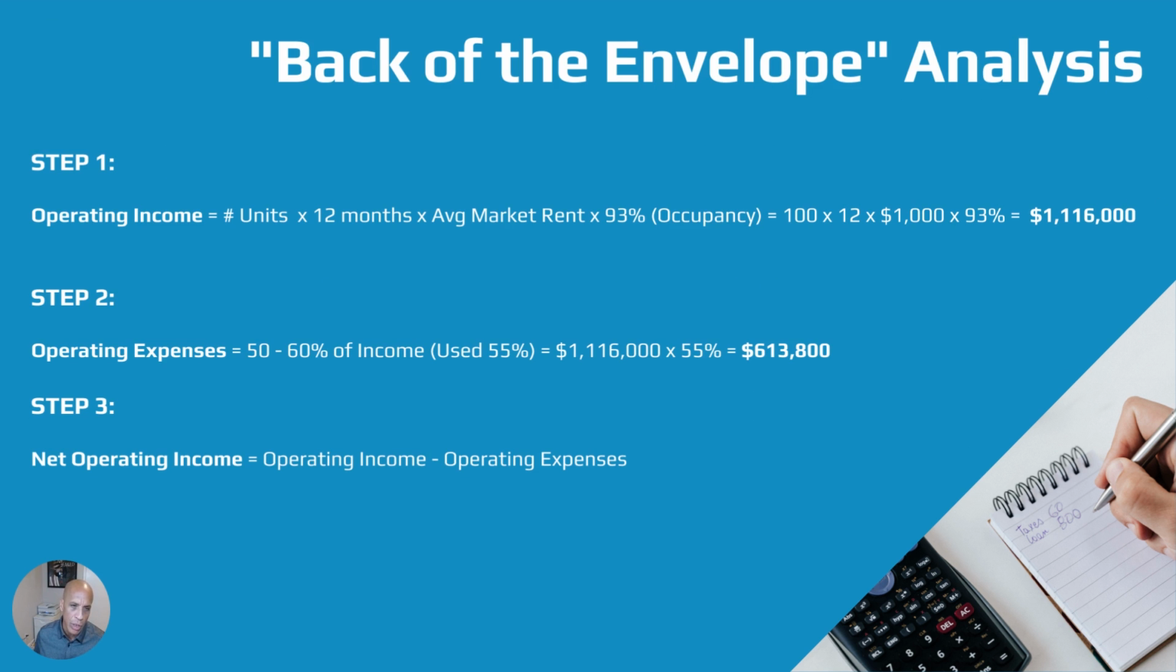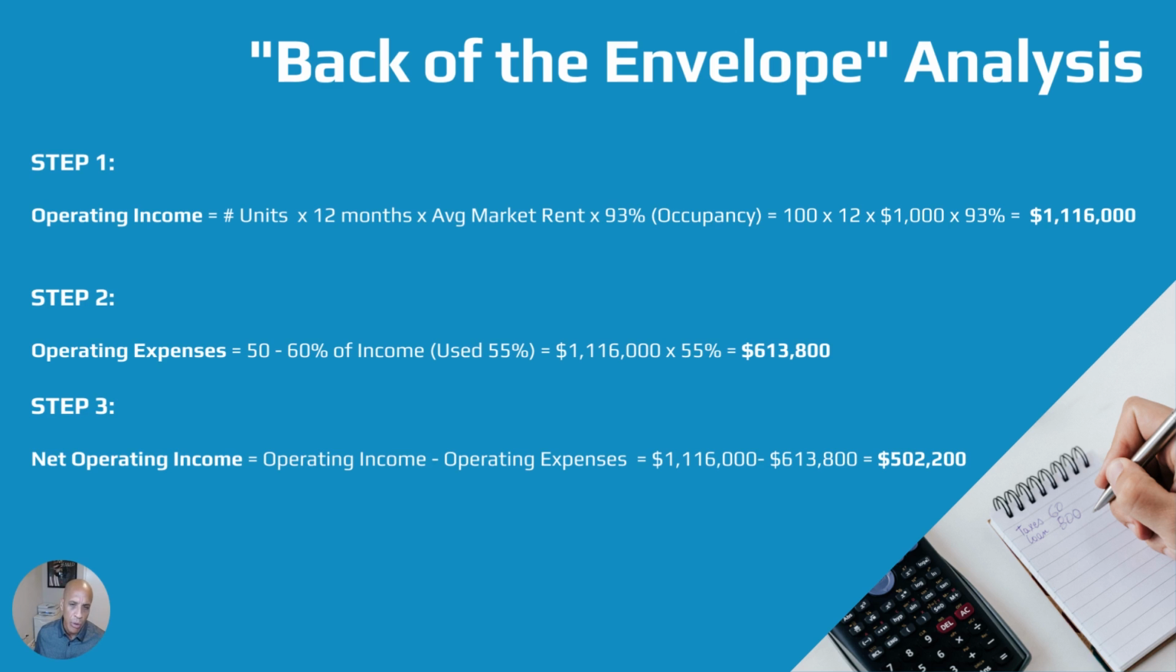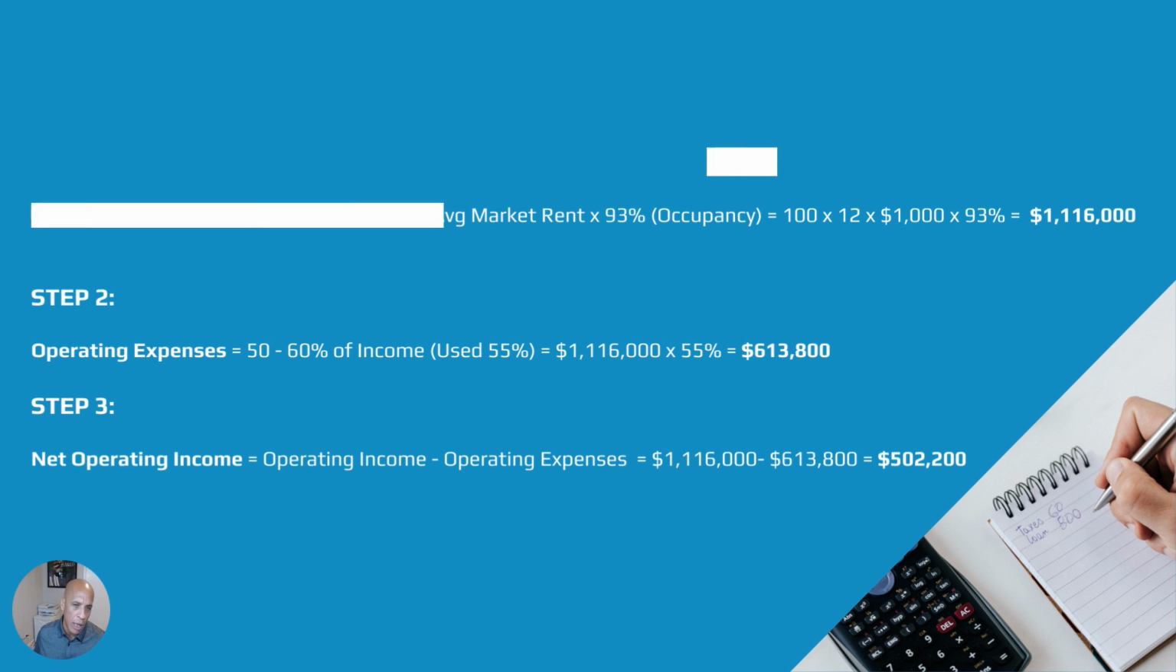Then we're going to figure out what our net operating income is. That's operating income minus operating expenses. In this example, we have $1,116,000 minus $613,800, which equals $502,200 as our net operating income, or our NOI.